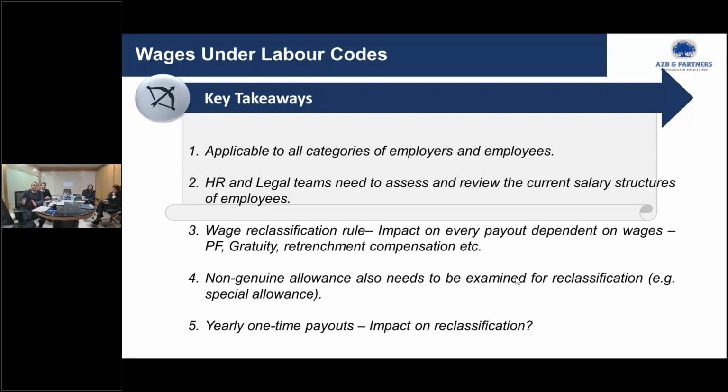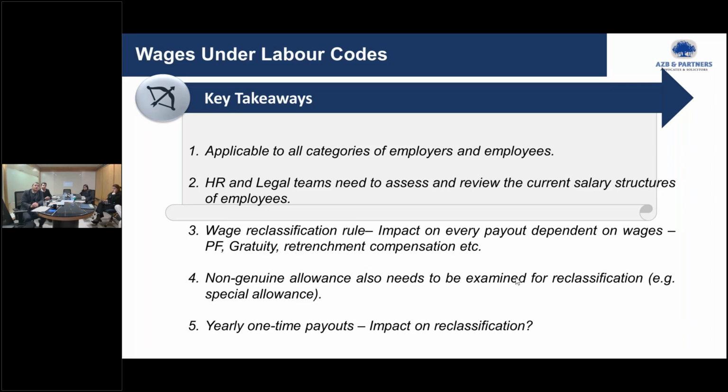And under 50% as well, it's not that you can play around with allowances. It's not that only after 50% the allowance gets reclassified. No, within 50% also you need to ensure that if there's something like a special allowance, which has been debated to death by the Supreme Court, that this is nothing but a residuary figure used by organizations to ensure you get what has been promised. It's not an allowance, but basic wages in allowance form. So even a non-genuine allowance like that will also get reclassified irrespective of the 50% plus.